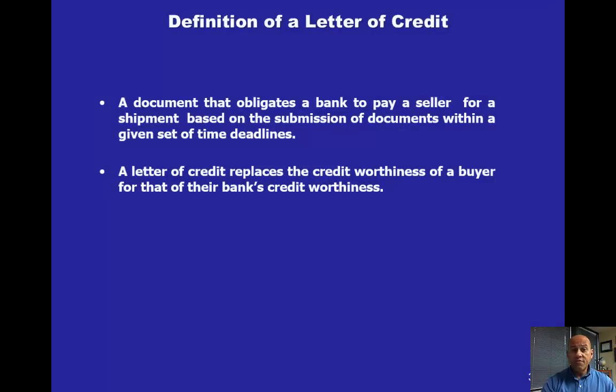So a basic definition of a letter of credit is it's a document that obligates a bank to pay the seller for a shipment based on the submission of documents within a given set of guidelines. Another way to think about it is it replaces the creditworthiness of an international buyer with that of their bank. So in this regard, you can think about it much like we use a credit card. When we use a credit card, we're essentially substituting our creditworthiness for a bank that's given us a line of credit. So it works in much the same way.